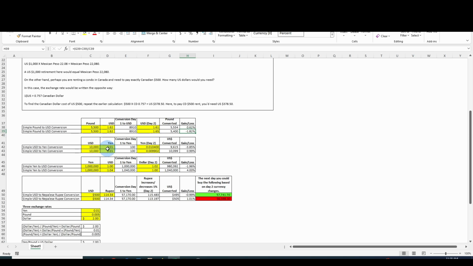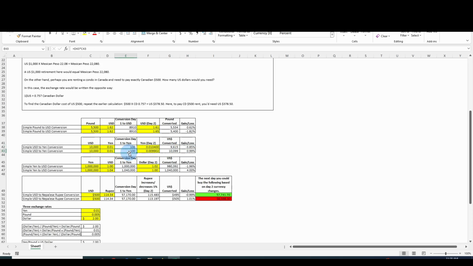Yen, we're going to use this 0.01 conversion. So we have 10,000 and the yen is trading at 0.01. Convert that over, 100. So now you have 100. That conversion is 100. Yen goes from 0.01 to 0.0104. So US converted now is 9,615, 3.85% loss.